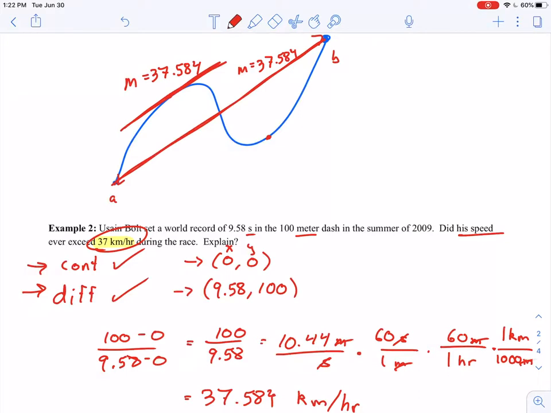But the mean value theorem says, hey, there has to be at least one point. There might even be more than one. But there's at least one point where his instantaneous velocity was greater than 37 kilometers per hour. So that's just kind of a neat application of it. I think it's kind of a neat little problem.